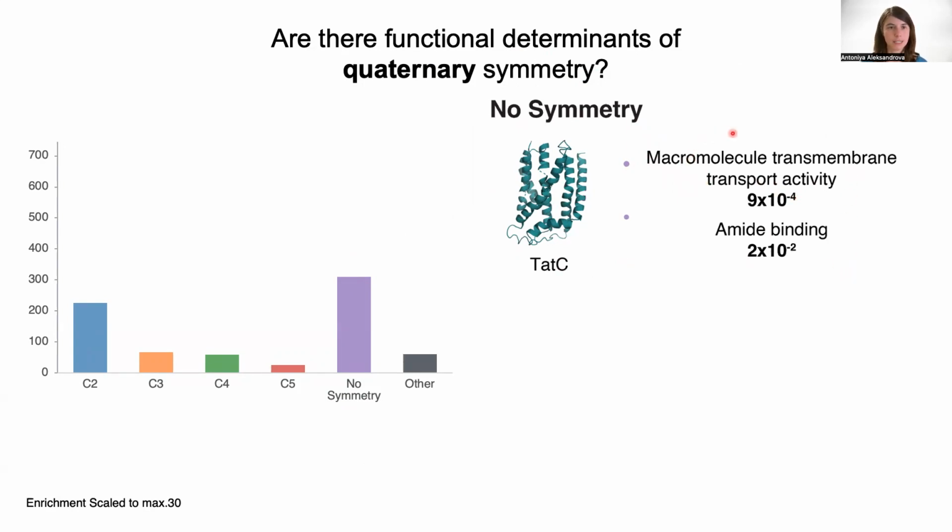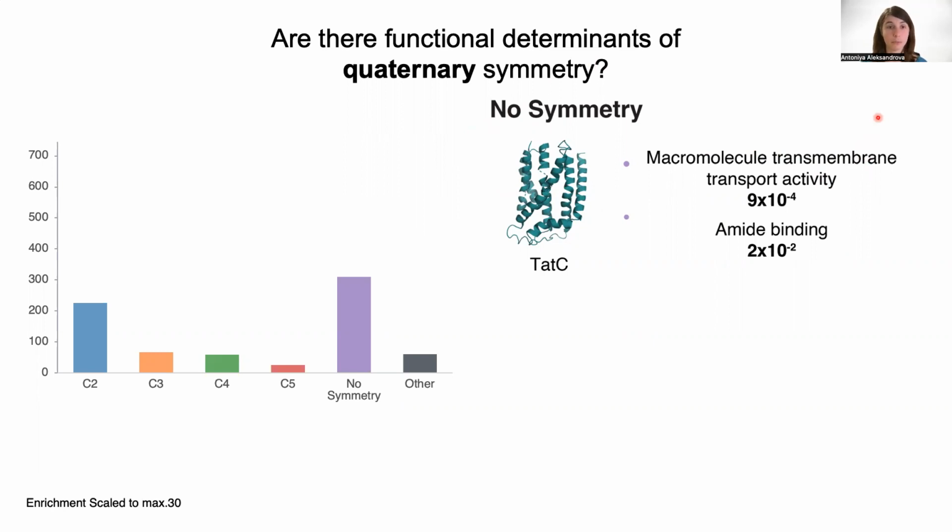The size of the enrichment is indicated by the circle size, which has been scaled to the maximum enrichment among all groups, which in this case is 30. So for the first term shown here, we are reporting that macromolecule transmembrane transport activity is 2 times more likely to be associated with no symmetry versus any other quaternary symmetry group. And the p-value tells us that the likelihood of seeing this enrichment by chance is of the order of 10 to the minus 4. So the proteins described by this GO term enable the transfer of a macromolecule from one side of a membrane to the other.